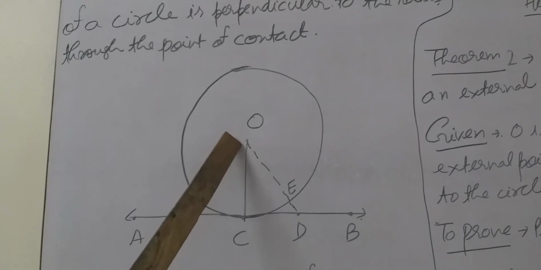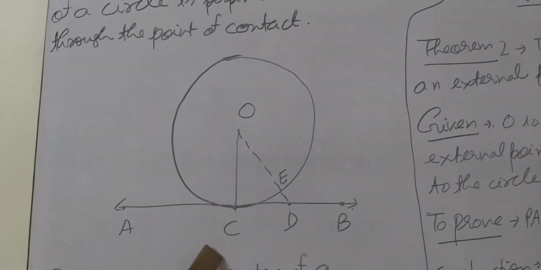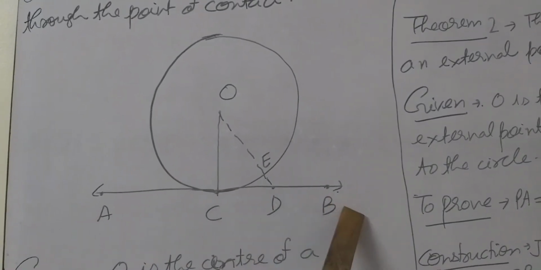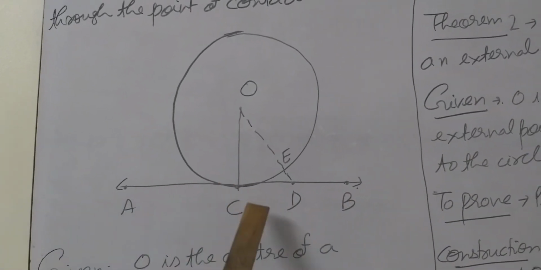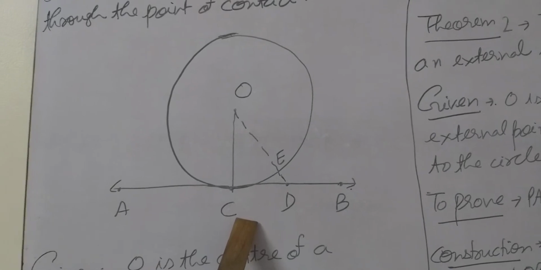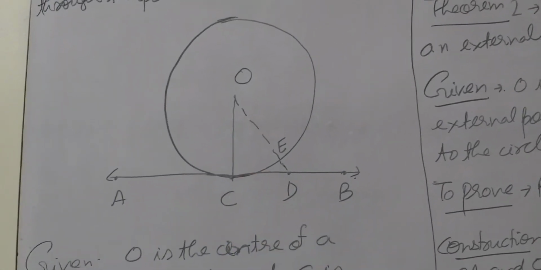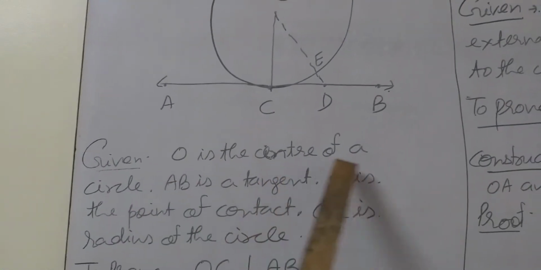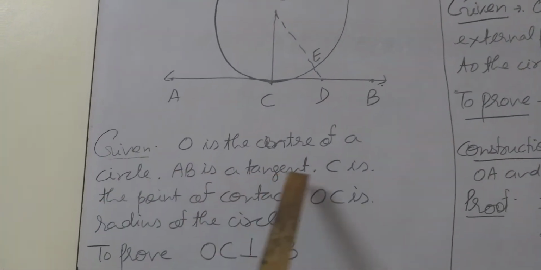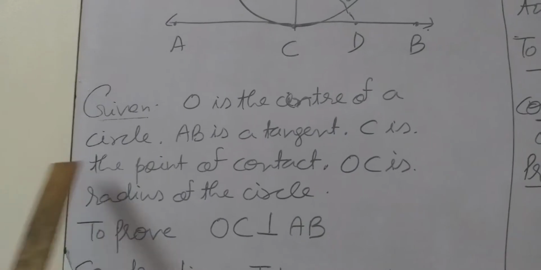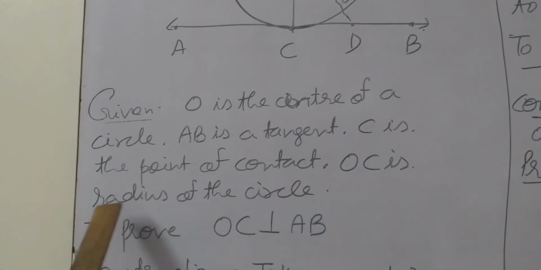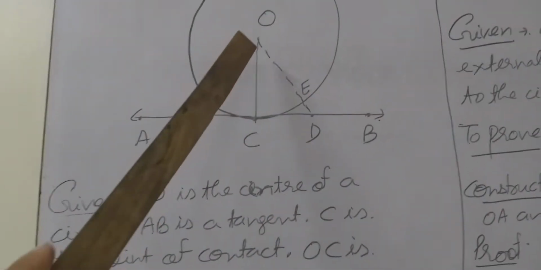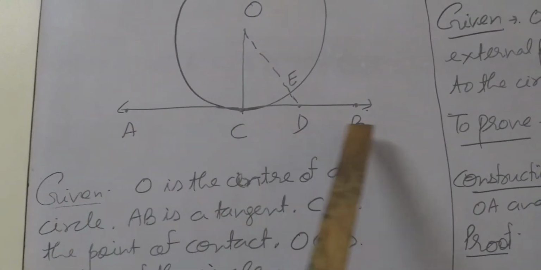So students, O is the center of the circle, OC is the radius, AB is the tangent, C is the point of contact. The information should be written in the given. O is the center of the circle, AB is a tangent, C is the point of contact, and OC is the radius of the circle. To prove: OC is perpendicular to AB.